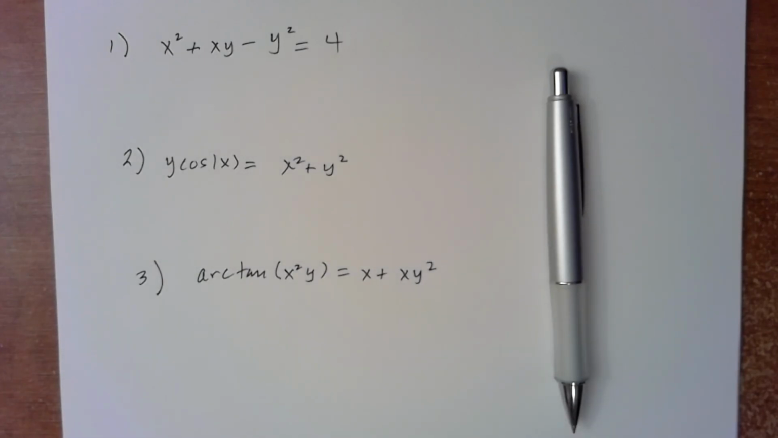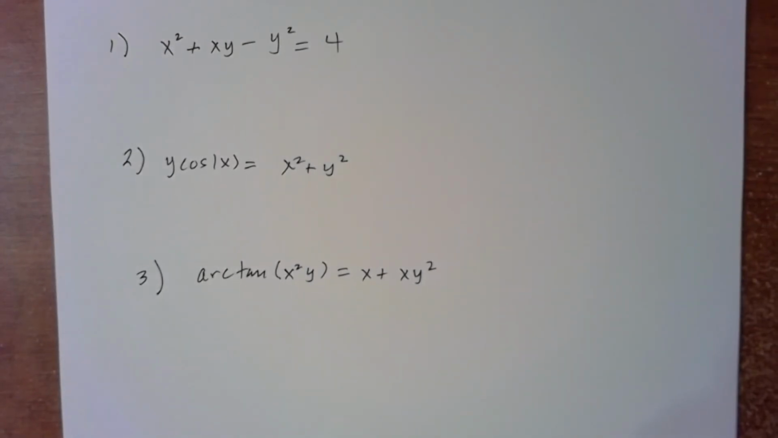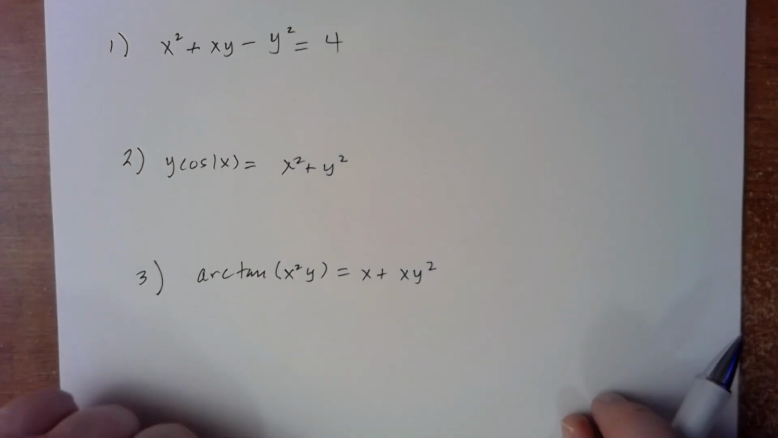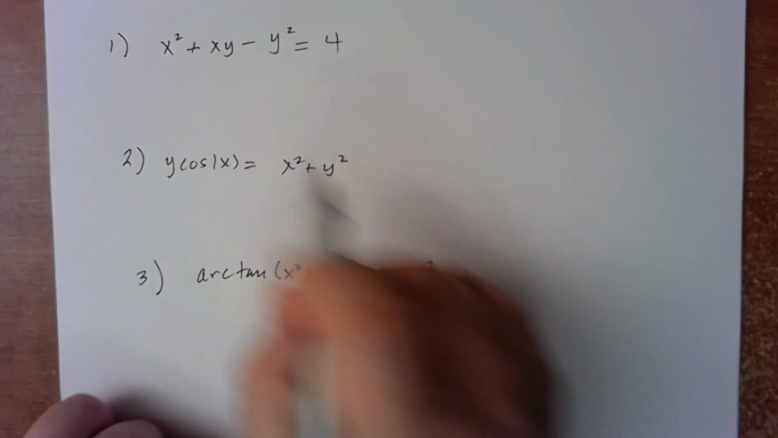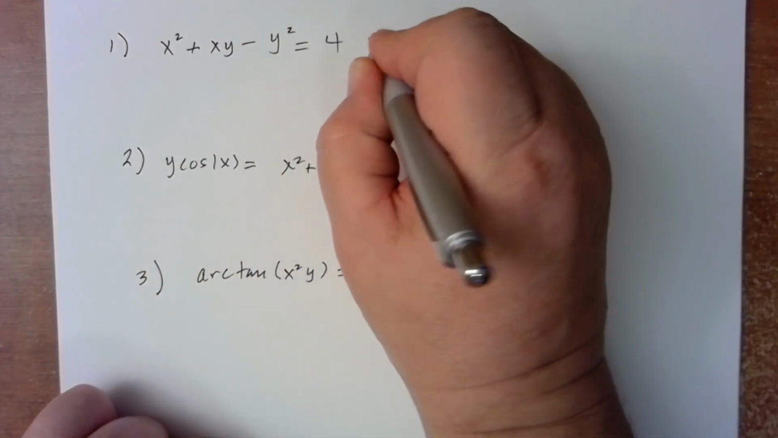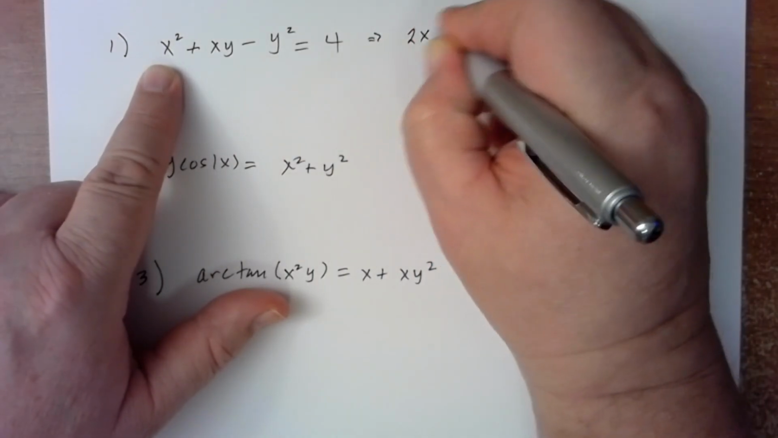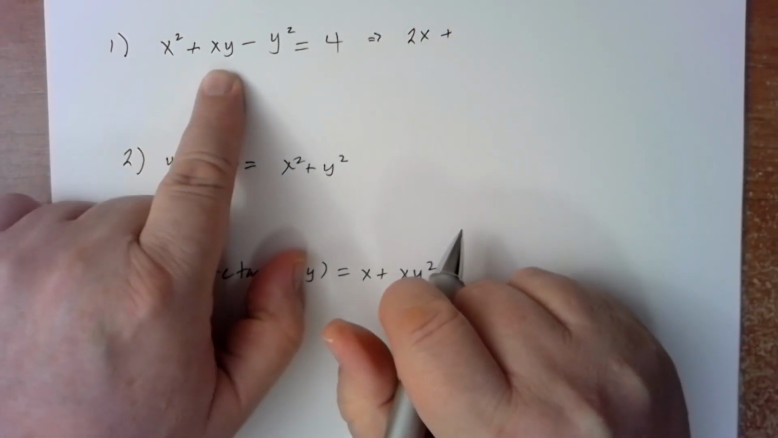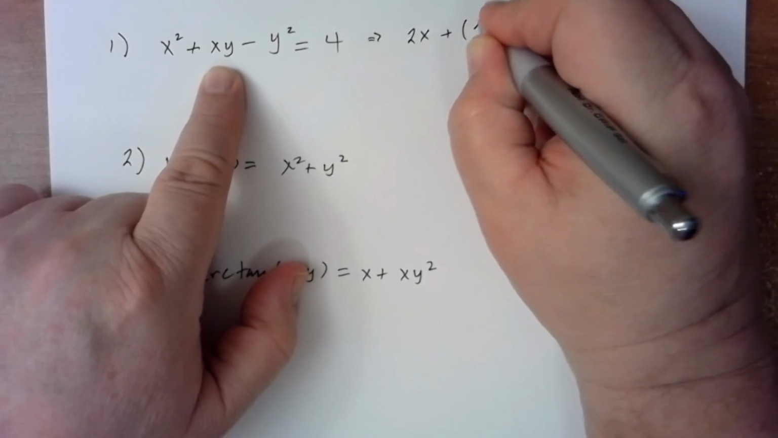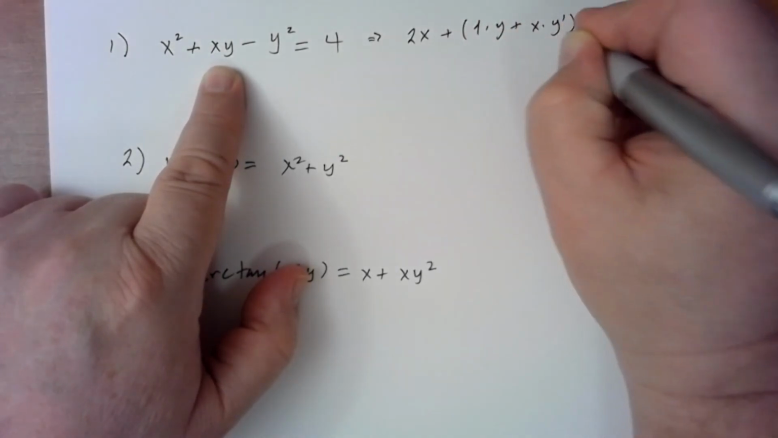Alright, so here's a few examples, and in each case we want to find dy over dx. So we want to do this implicitly, so we don't want to actually have to solve for y first. That means we're going to treat y as a function of x when we differentiate. So, derivative of x squared is 2x. Derivative of x times y, that's a product rule: 1 times y plus x times y prime.